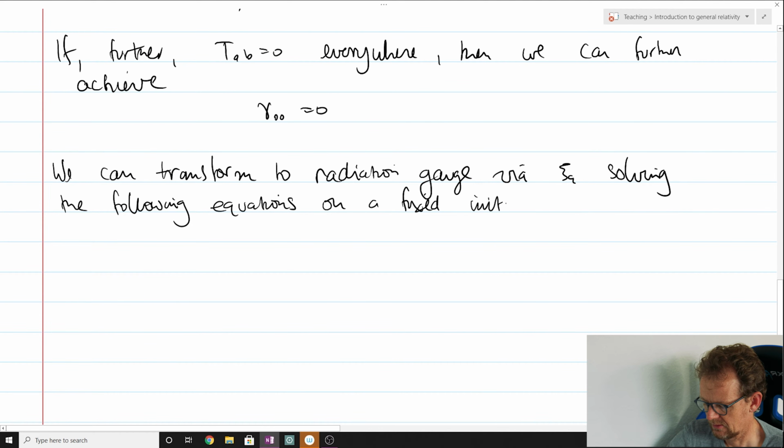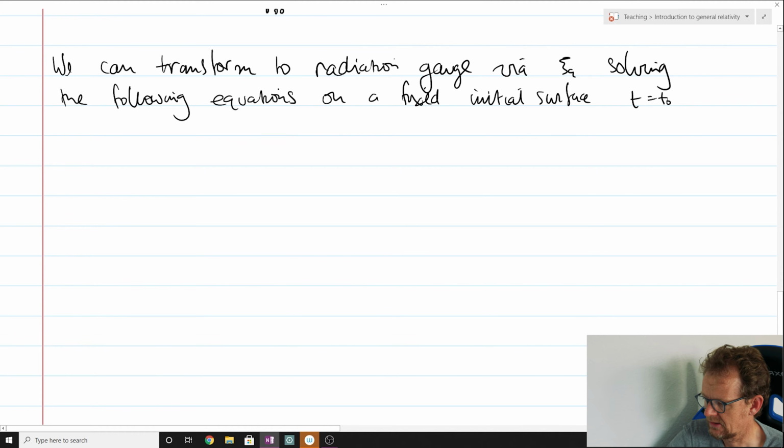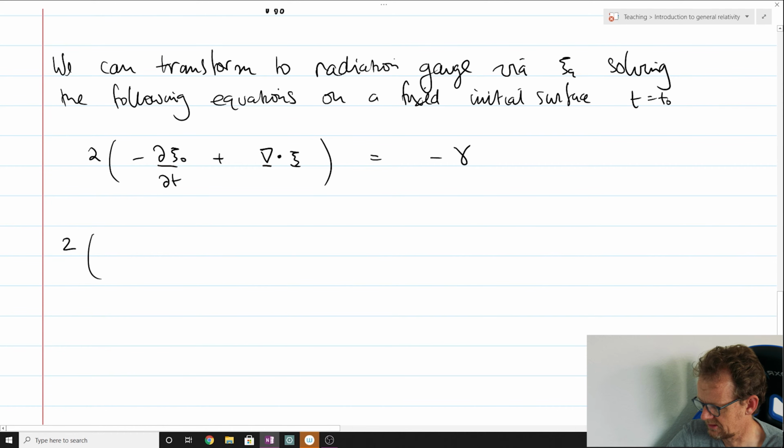On a fixed initial surface, t is t naught. So you pick some time in the global inertial coordinate system, and you solve the following equations for psi. So here they are. It's hardly worth calling this an exercise. It really is just the equations for psi determined by substituting the gauge transformation equation into the gauge fixing conditions. It may look a little complicated, but it's nothing more than what I've just said.